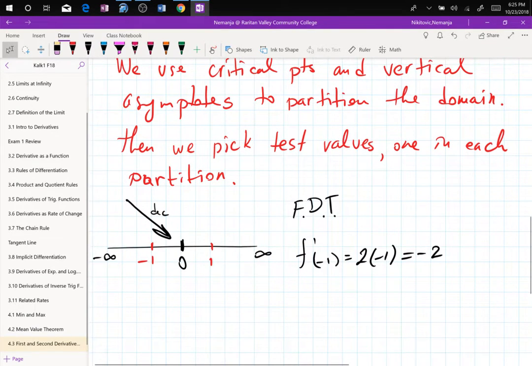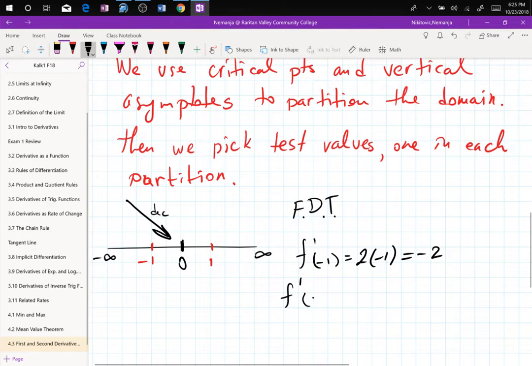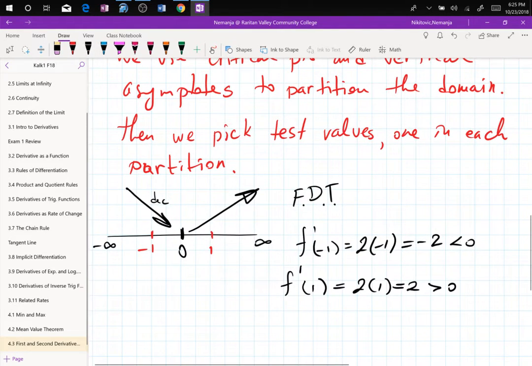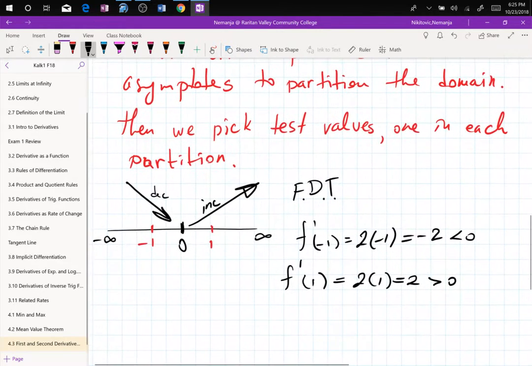So now I will do the first derivative test at 1, and I will get 2 times 1 is 2. So this is smaller than 0 over there. This is larger than 0 over there. Function is increasing. So this is what I have.